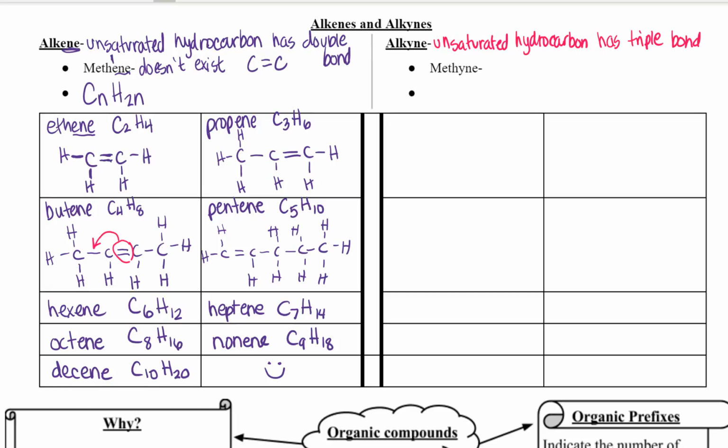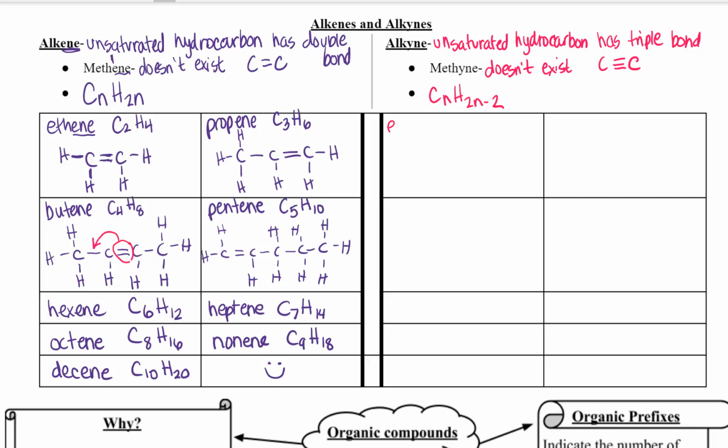Okay? So again, that methyne doesn't exist. I would have to have 2 carbons to put that triple bond between, and meth only has 1. So there's no such thing as methyne. For all the other versions that we're going to draw, the hydrogens are a little different. Now we're going to do times 2 minus 2.